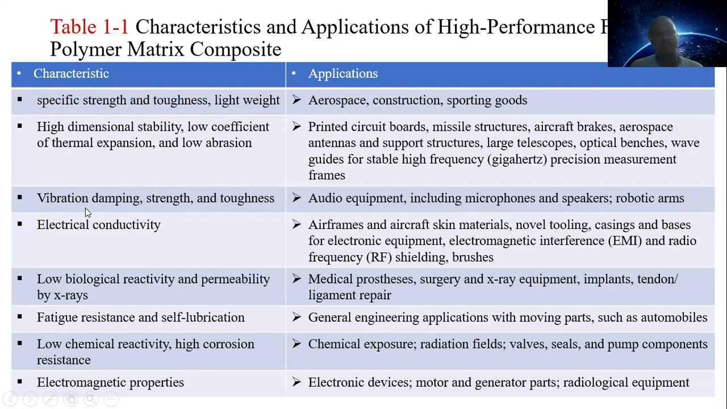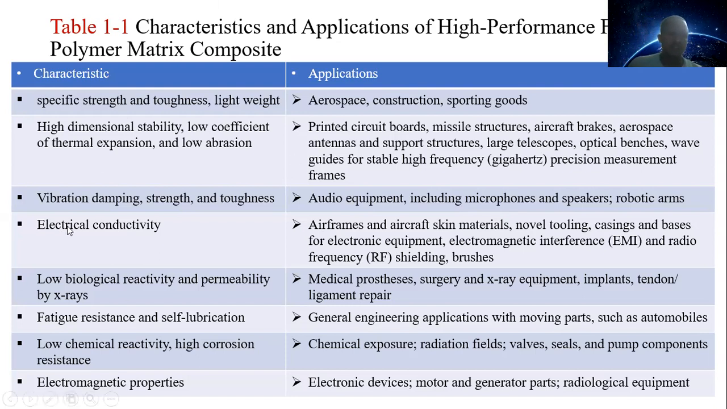Another characteristic is vibrational damping. Okay, it has a good damping characteristic. It does not let the structure keep oscillating. Another is strength and toughness. So it has high specific strength and toughness. Due to that, it is used for audio equipment, including microphones and speakers. Robotic arms are made from this material.